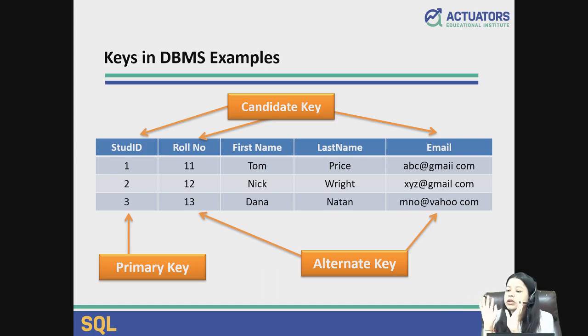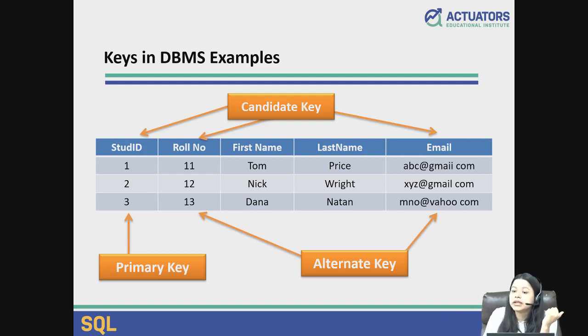So in this particular table, what all can have unique values? Can first name have unique values? No, we can have three people with the same name. We can have three people with the same last name. But can we have people with the same student ID? No, not possible. Can we have students with the same roll number? Not possible. Can we have people with the same email ID? Not possible. So these three can be uniquely identifiable.